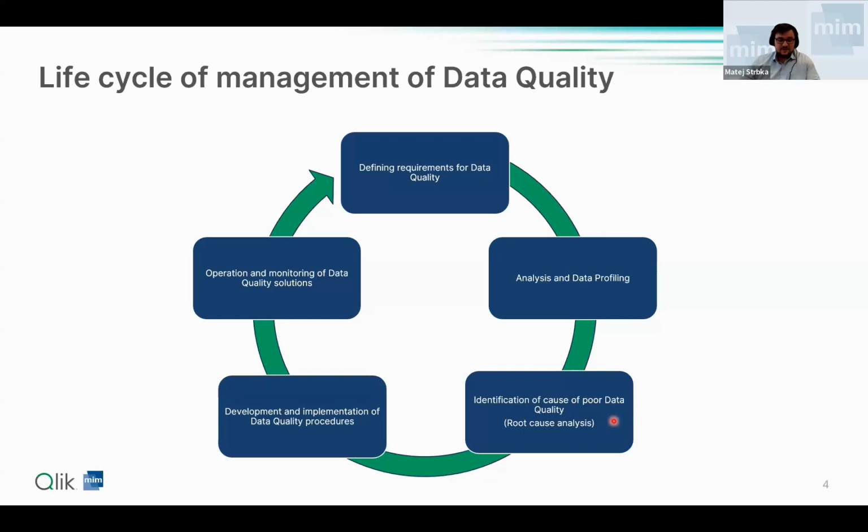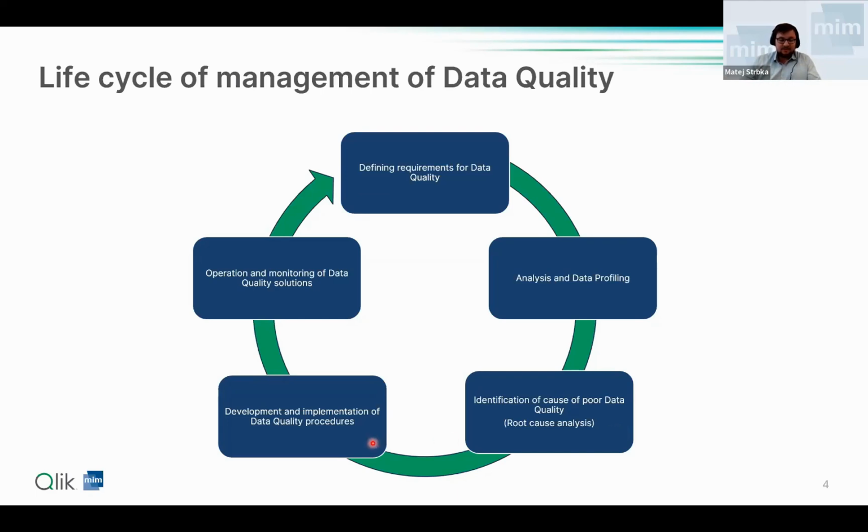The third step is identification of the cause of poor data quality. Once we found out that some of our data might be of poor quality, usually the company or organization must identify what the reason was. Was it an error on input? Was it caused by migration? Was it caused by a merger with different companies and now there are some duplicities? Or in general, to assess what caused the poor data quality.